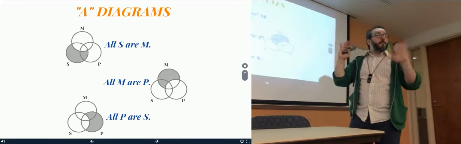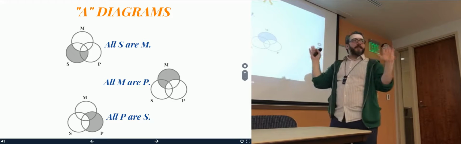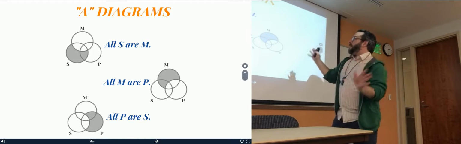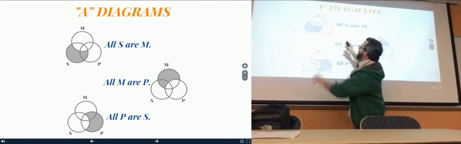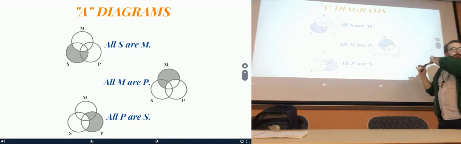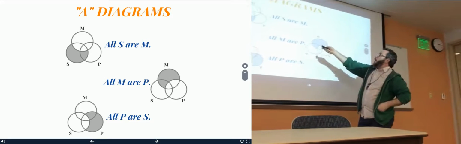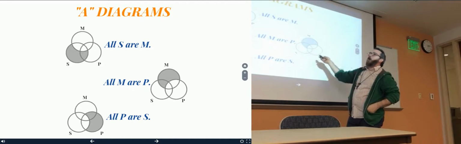That's the same as all M are P, the same as all S are P. It's the same A statement that I've done before a million times. In fact, it looks exactly the same as that Venn diagram. It's just that the positions are moved. Because instead of saying all S's are M's, now I'm saying all M's are P's.